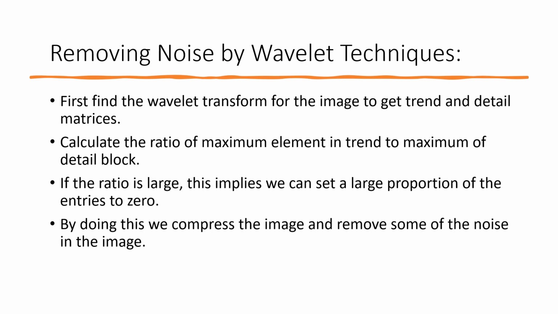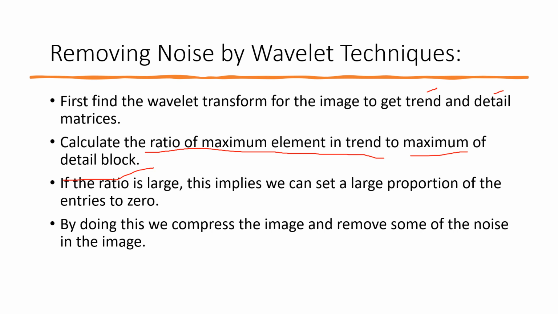To do that, first we need to find out the wavelet transform of an image, then we'll get the trend and detail matrices, after which we are going to calculate the ratio of maximum element in trend by maximum element of detail blocks, combined detail blocks. Detail blocks has 3 matrices: the vertical, the horizontal and diagonal. So maximum of these 3 and the maximum of trend. By calculating the ratio, if the ratio is high, this implies we can equate most of the elements of the image to 0. By doing this, we'll compress the image.